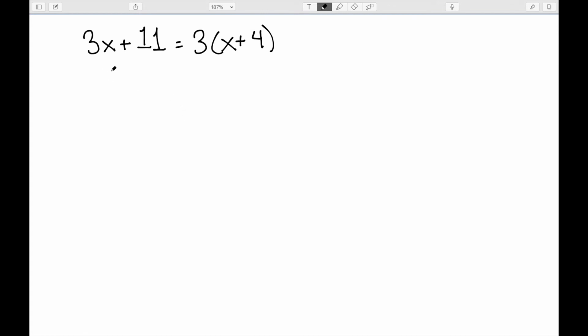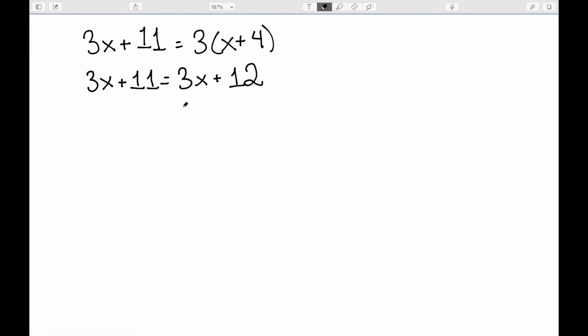Let's consider the equation 3x + 11 = 3(x + 4). The first step in solving this is to simplify, so I want to clear the parentheses. 3 times x is 3x. 3 times 4 is 12.